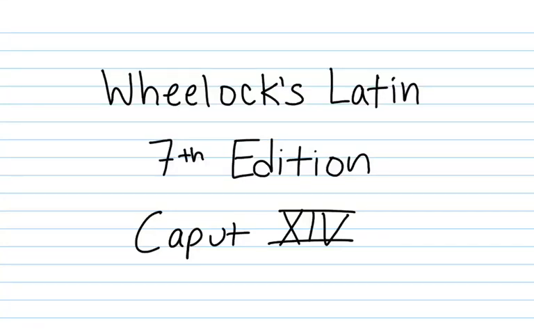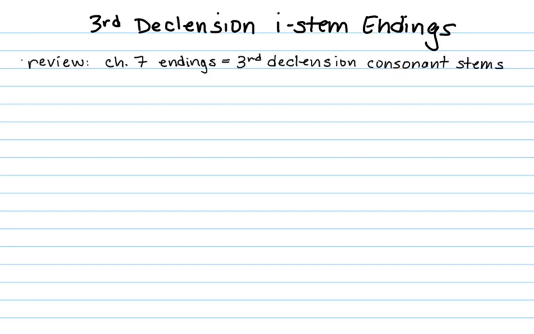Welcome to Wheelock's Latin, Chapter 14. In this chapter, we learn the third declension I-stem endings. These are only slightly different from the third declension endings you learned in Chapter 7. Those ones we call consonant stems. On the next slide, I'll tell you how to tell the difference between a consonant stem and an I-stem.